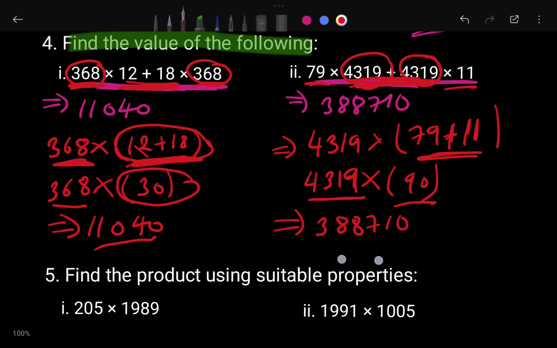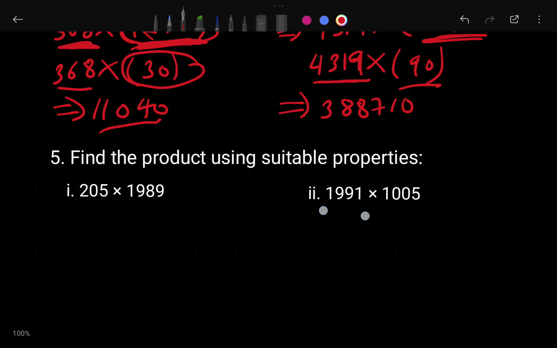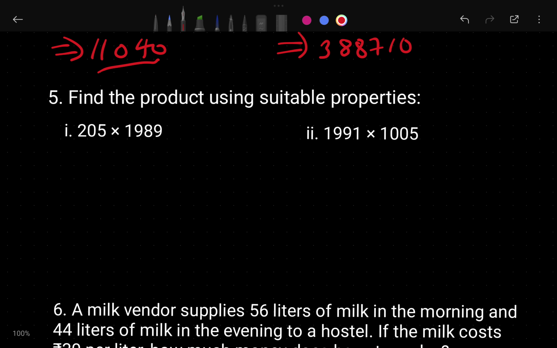Okay, is it clear? Right, so let's talk about the fifth one. This is our last of that particular type, then after we will go to the next one. In this one, if you multiply this question directly, your answer will be 4,07,745. Okay, this is your direct answer.